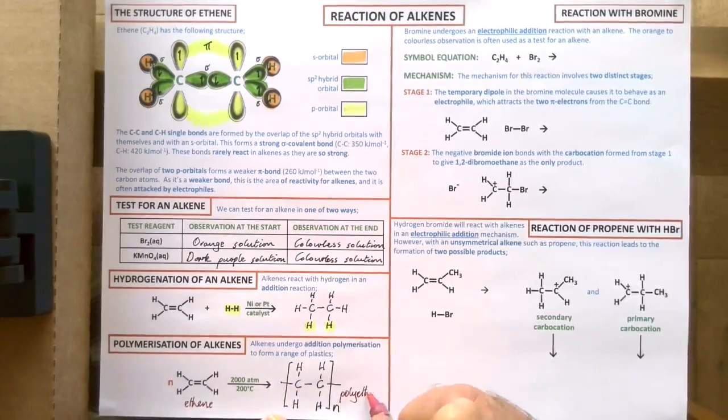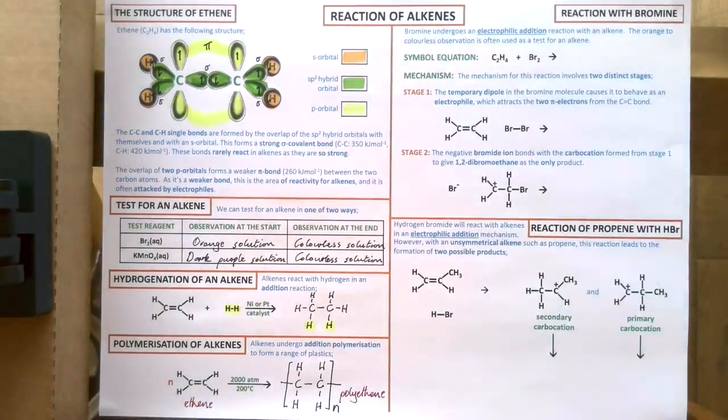And so if you have styrene as your monomer, say, you could make polystyrene. Or if you had vinyl chloride as your monomer, you'd make polyvinyl chloride, PVC. You can make lots of different types of plastics just by changing the monomer or the alkene.